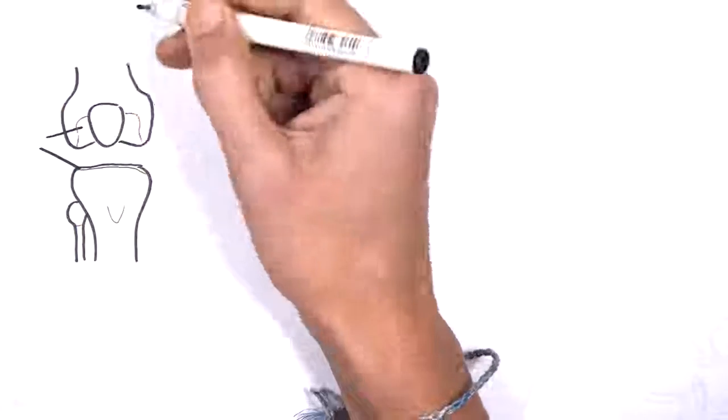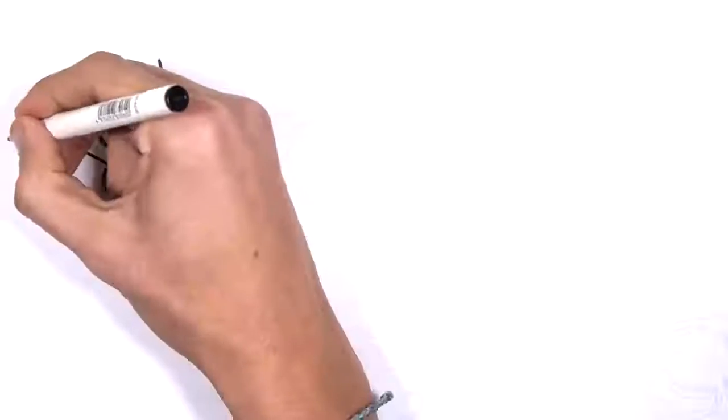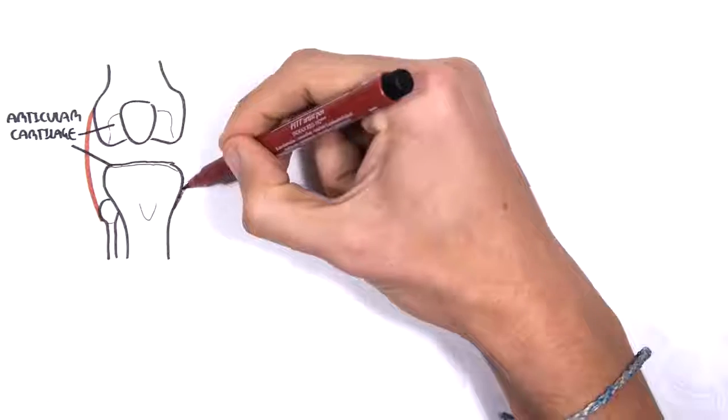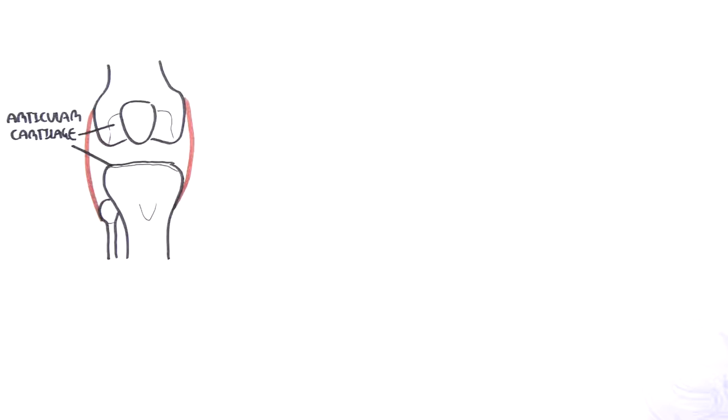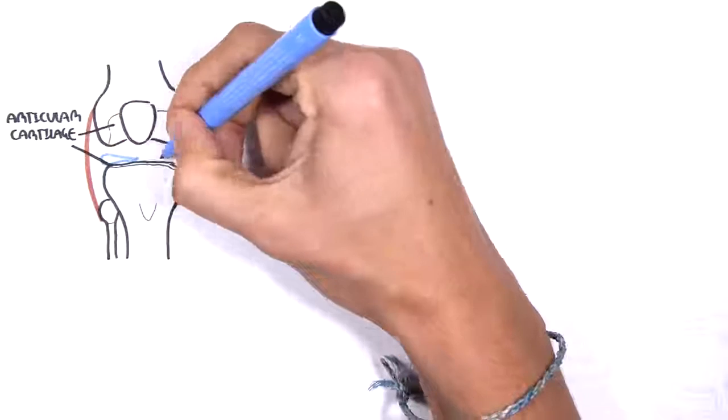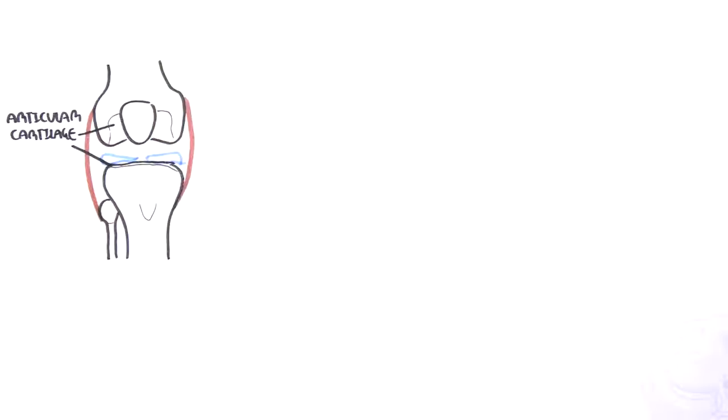On the surface of the ends of the bones we can find articular cartilage, which are shiny cartilages that protect the bone ends from damage. You have many ligaments supporting the joint as well, but also here in blue we have the lateral and medial menisci.